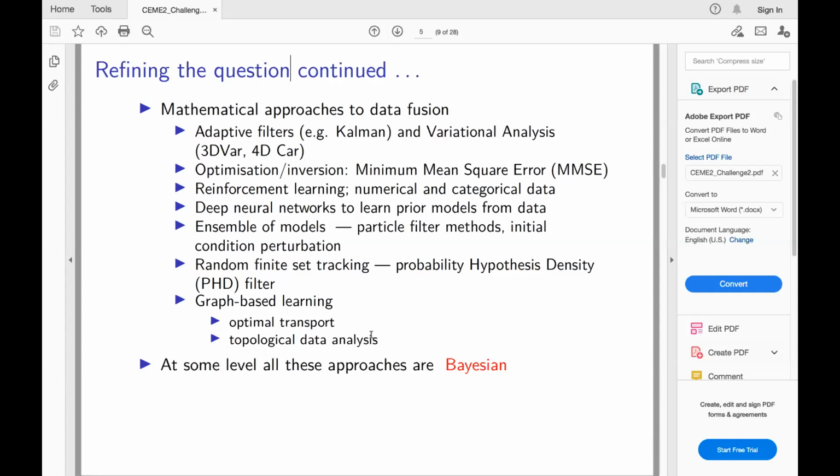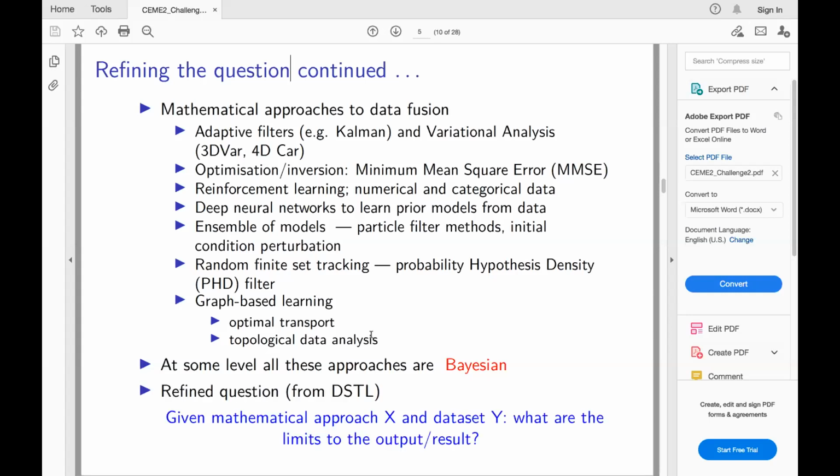We have some prediction of where the target is going to be. We have some prediction of what the data is like, and we have some prediction of what the error is in the data. So the refined mathematical question from DSTL was, given a mathematical approach X and a data set Y, what are the limits on our output and result?